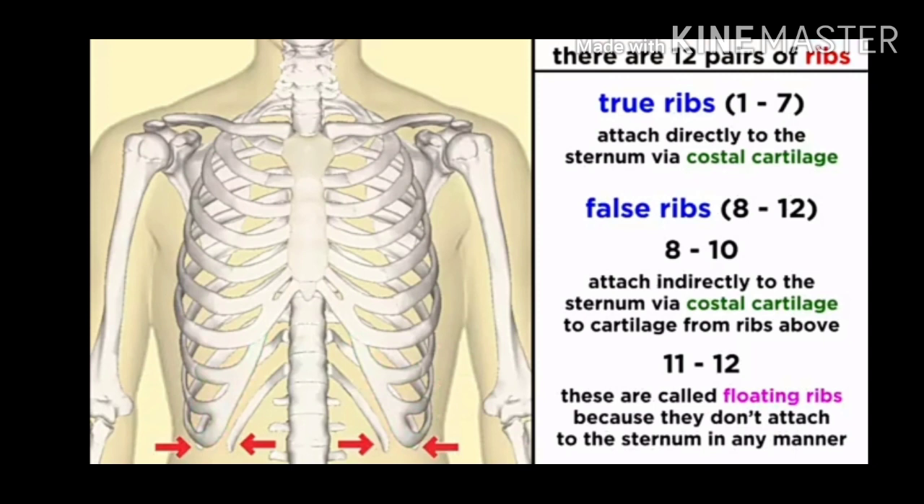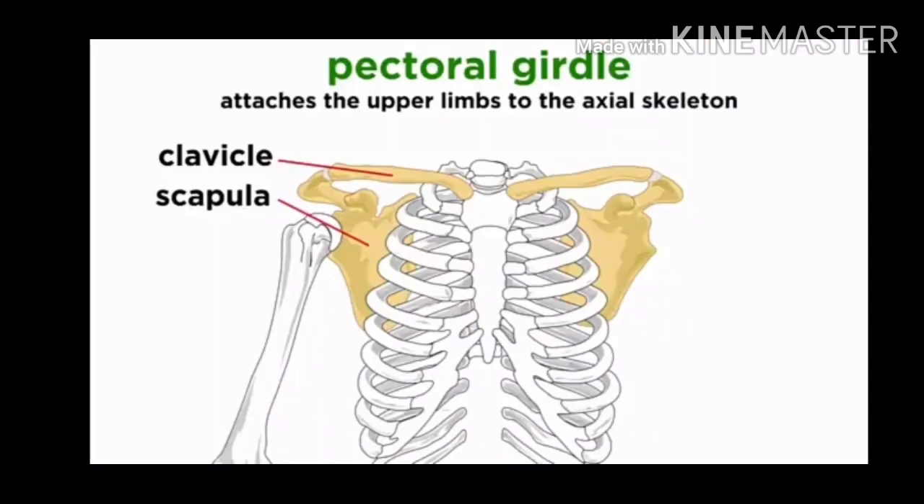The next 5 pairs are called false ribs as they are attached indirectly or do not attach. Of the false ribs, 3 pairs attach indirectly to the sternum via costal cartilage from the ribs above, but the 2 remaining pairs do not attach to the sternum in any manner, and these 2 pairs are called floating ribs.